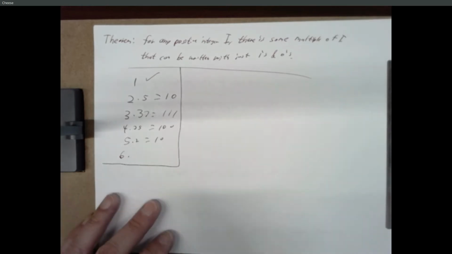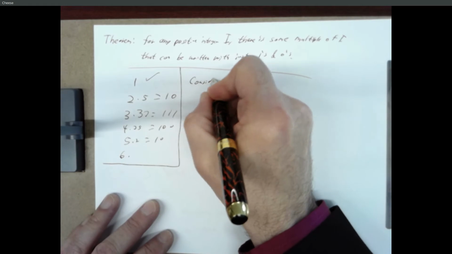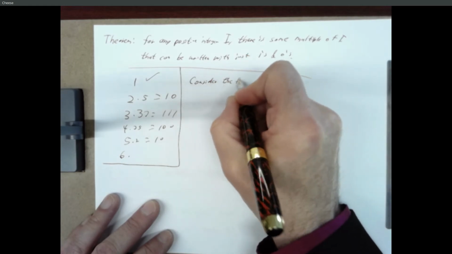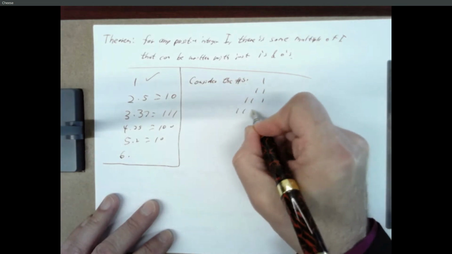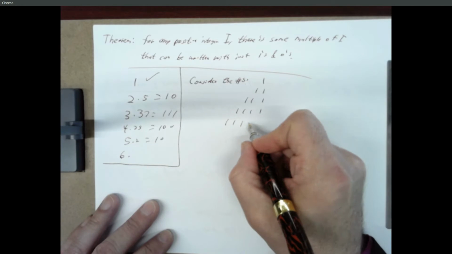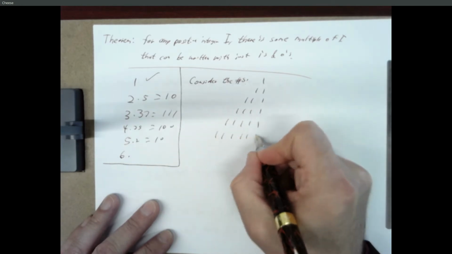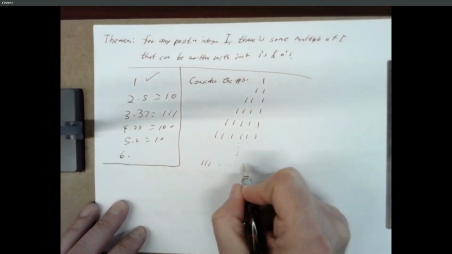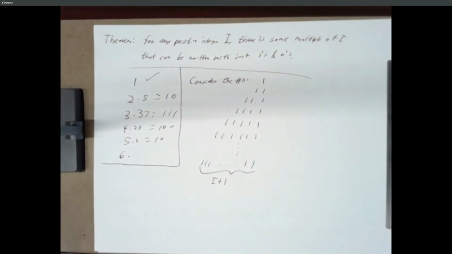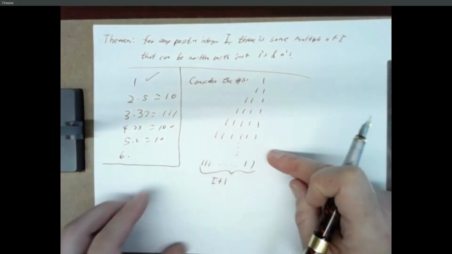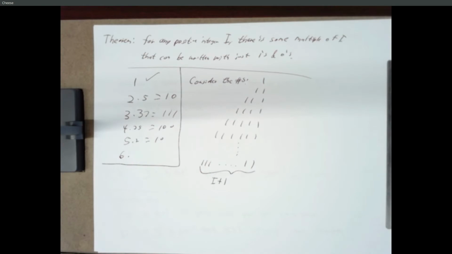So let's look at the following numbers. I'm going to look at the numbers 1, 11, 111, 1,111, 11,111, 111,111, and so on, up to the number containing I plus 1 ones. So if I want to do this for 6, I would just go from here up to 7 ones. So 1,111,111.